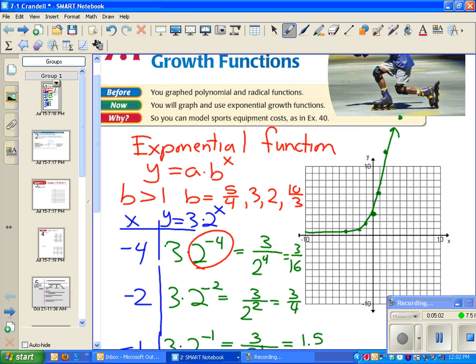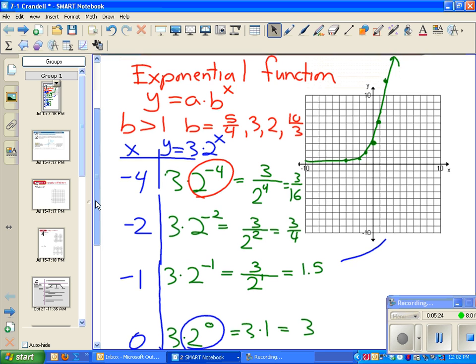And would we ever get a negative? Would our graph ever go this way? Is there any way I could plug in some number to get a negative so that this part of the graph would go below the x-axis? So what do you think?